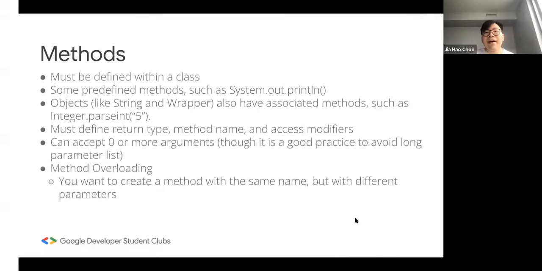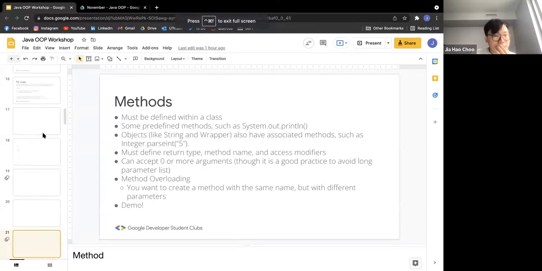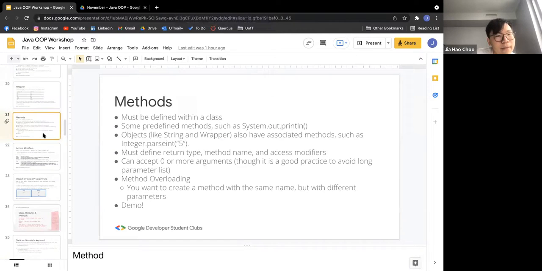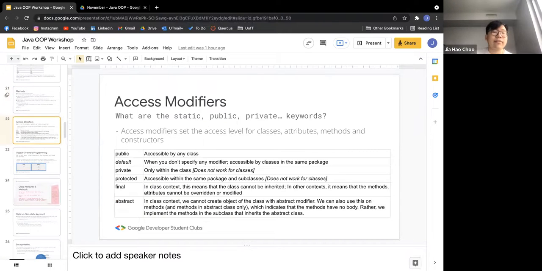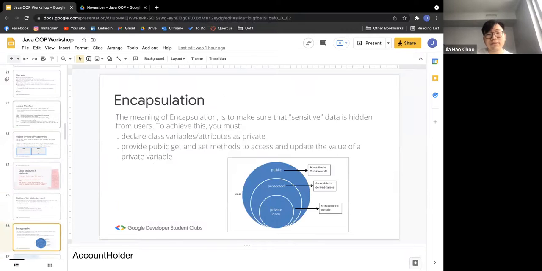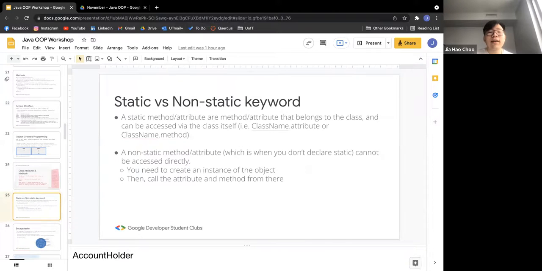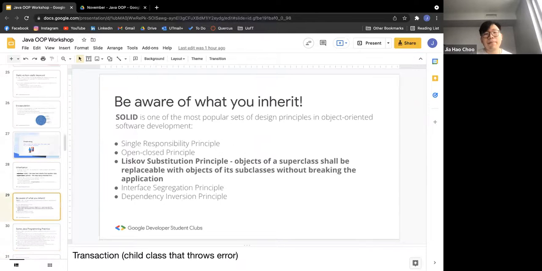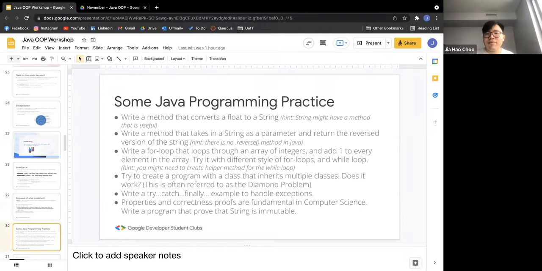I do want to say that I don't have the chance to go through too much today, unfortunately, because I have quite a lot of slides left. Next I'll talk about access modifiers and OOP in more detail, static versus non-static keywords, shadowing and inheritance, and how they work. I also provide some Java programming practice if you want to practice more Java. Hopefully you can go through these questions here.